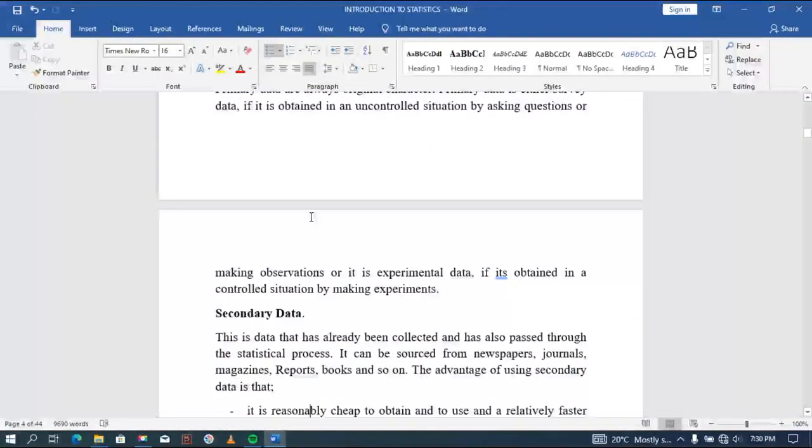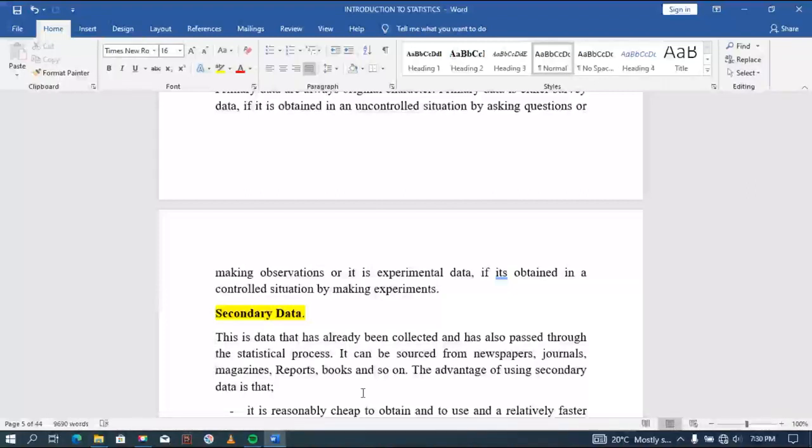Then you have secondary data, as we said. This is the data that has already been collected and also has passed through the statistical process. So you find that the different sources of secondary data can be newspapers, journals, magazines, reports, books, and so on.